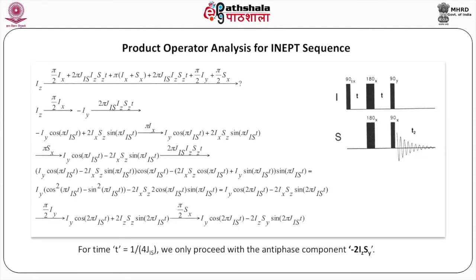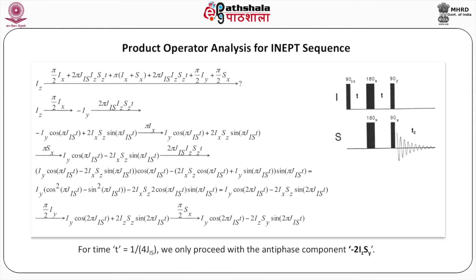Now, we look at the product operator analysis for the INEPT sequence. We see that the I spin is applied 90, then a delay T, then a 180-degree pulse, and then again a delay T, and when this 180 is applied on I, there is also a 180 on S.